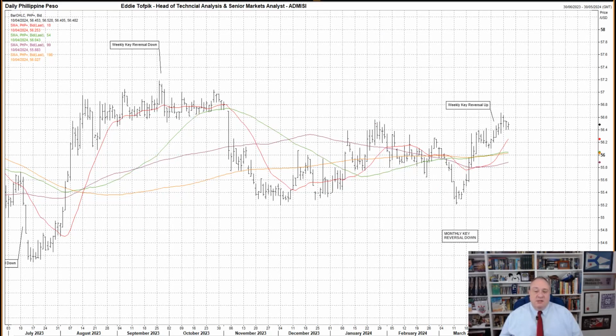Now, these were not the only currency pairs I observed, as I also saw a weekly key reversal up in the US dollar Philippine peso, which contras the main moves for a weaker dollar elsewhere. We have seen attempts here since last Friday at a higher US dollar.